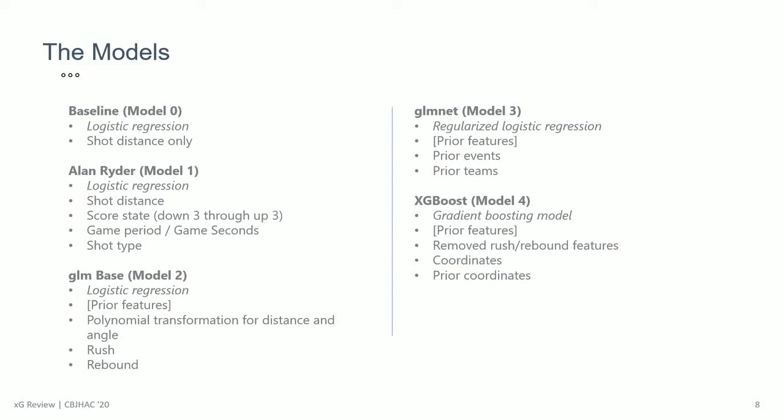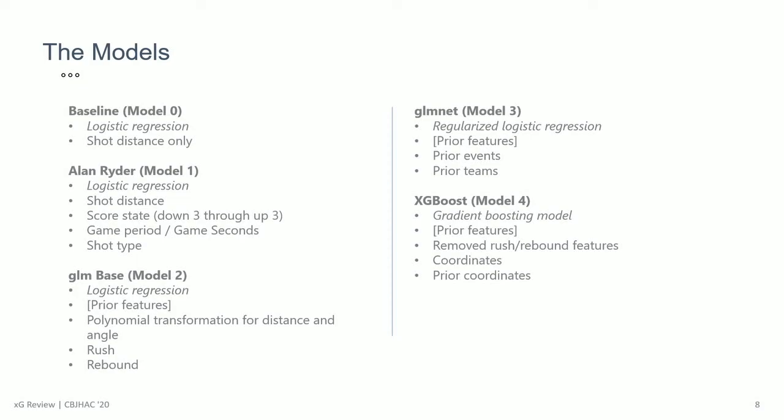Our model 3 is what we call GLMNet, which is a package in R. This is regularized logistic regression, so we have access to ridge and lasso and some other tuning parameters that let us add things that control for overfitting. In this model, we're going to include prior events, so what happened before a shot, which is a little bit more advanced. And then the final model we're making is in line with the model that we built and that is on Evolving Hockey, and also the one that Peter Tanner provides on MoneyPuck.